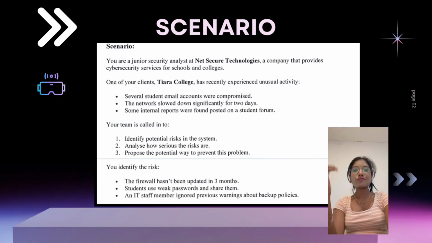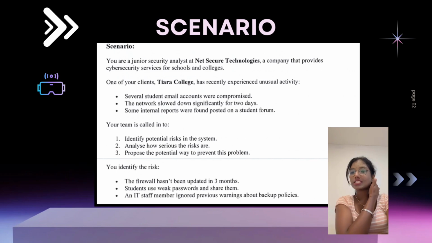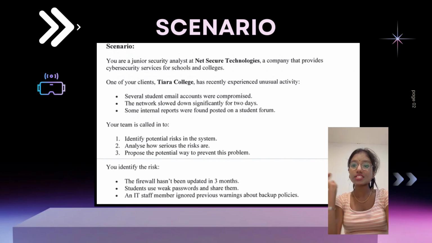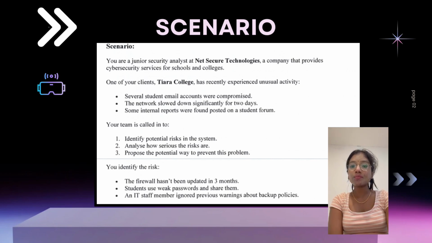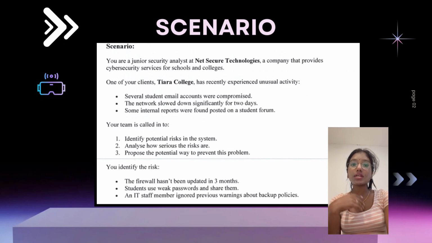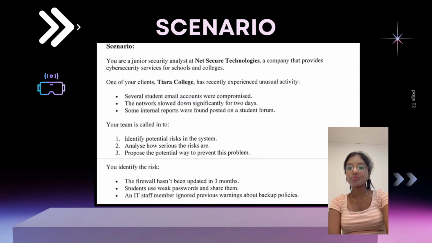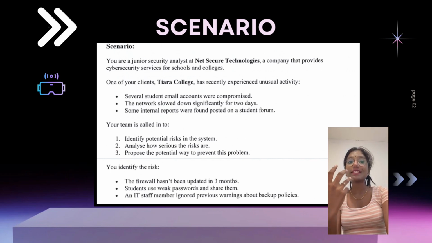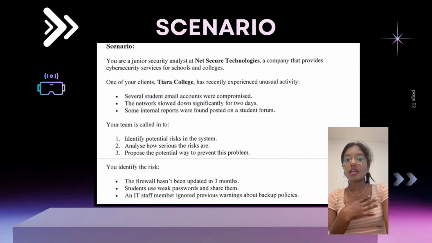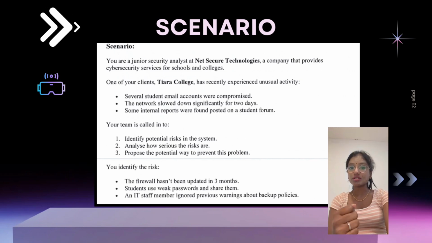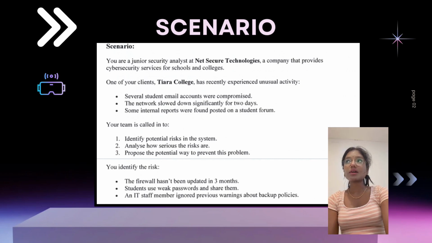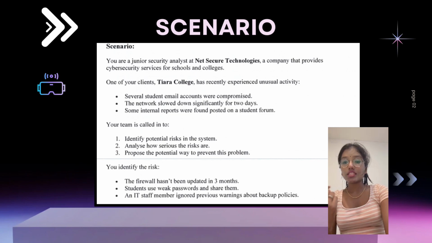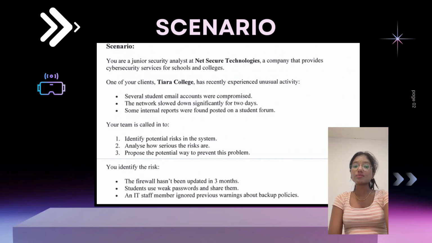From the scenarios, we can see that Tara College has recently experienced unusual activity. My team is called to identify the potential risks, analyze how they happen, and propose ways to prevent this problem. You should identify these risks: the file hasn't been uploaded in 3 months, students use weak passwords and share them, and IT staff members ignored it.